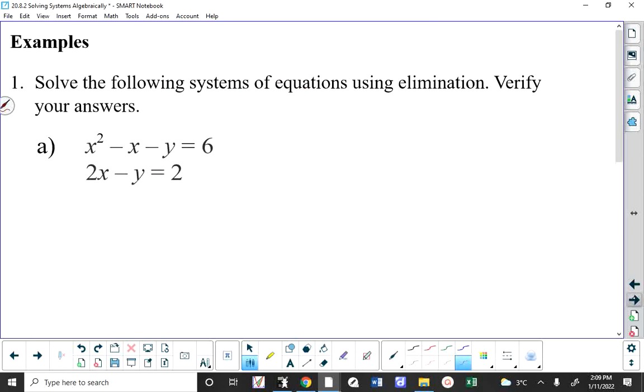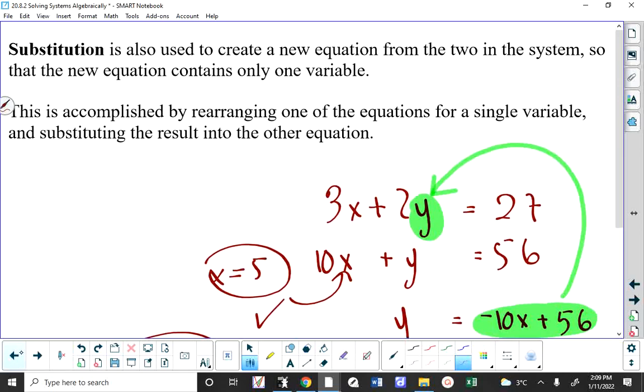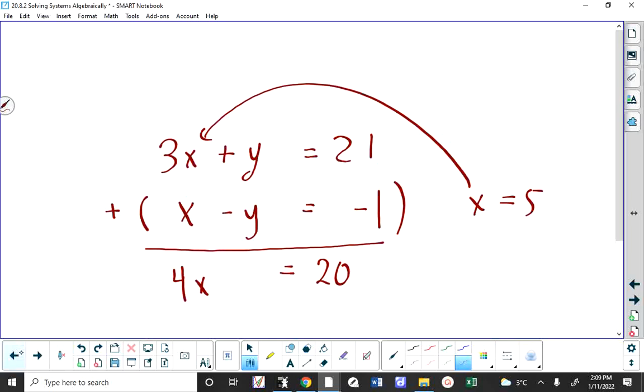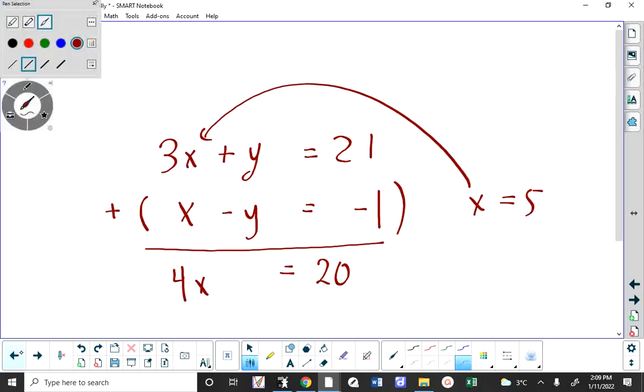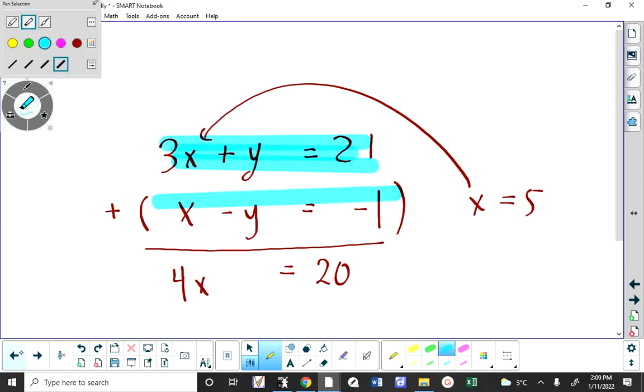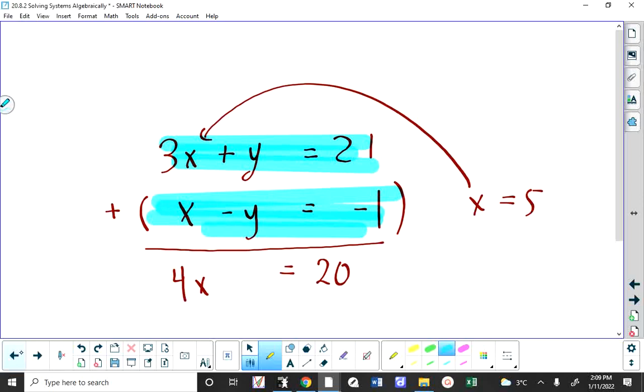Solve the following system of equations using elimination. So we have to eliminate things. Now, I don't know if you noticed, but when I wrote these two equations, which I'm just going to highlight here for you, everything was lined up. The x's were on top of the x's, the y's were on top of the y's, the numbers were on top of the numbers, the equals was on top of the equals.